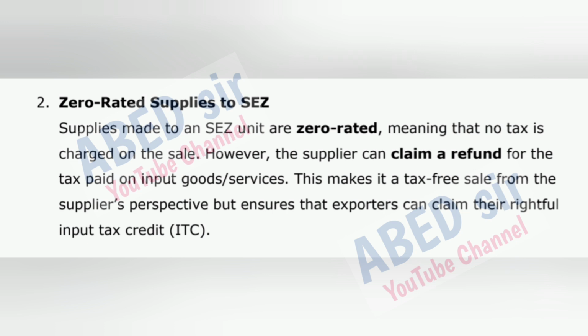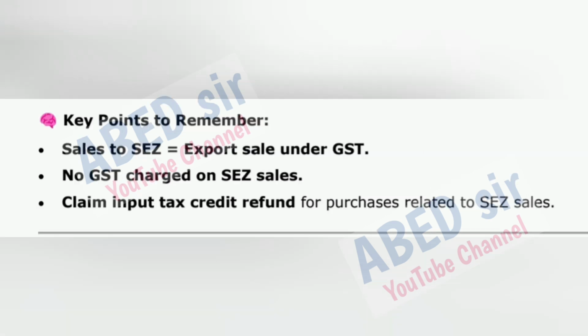2. Zero-rated supplies to SEZ. Supplies made to an SEZ unit are zero-rated, meaning that no tax is charged on the sale. However, the supplier can claim a refund for the tax paid on input goods and services. This makes it a tax-free sale from the supplier's perspective, but ensures that exporters can claim their rightful input tax credit, ITC. Key points to remember.